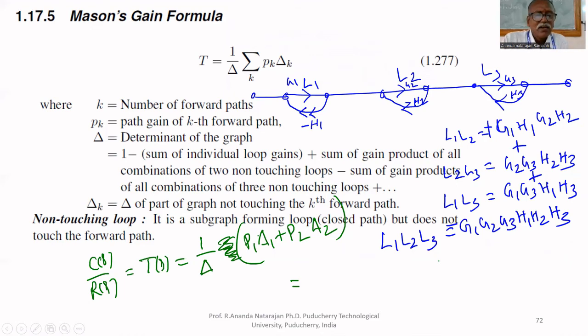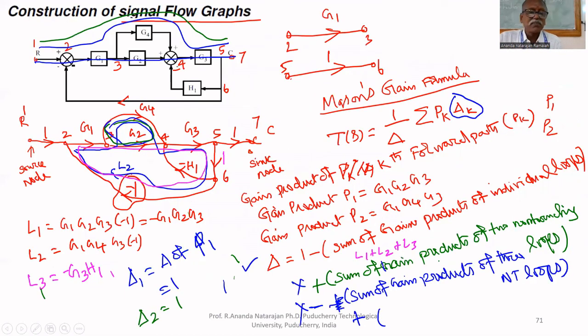How can we find from the expression itself? Here G1 is common. If you consider L1, L2, G1 is common. Therefore, definitely they are touching. If you consider L1 and L3, G3 is common. If you consider L2, L3, G3 is common. Therefore, they are touching each other.